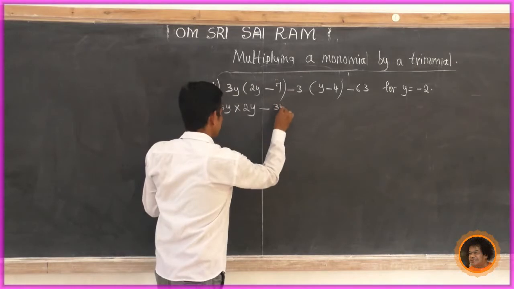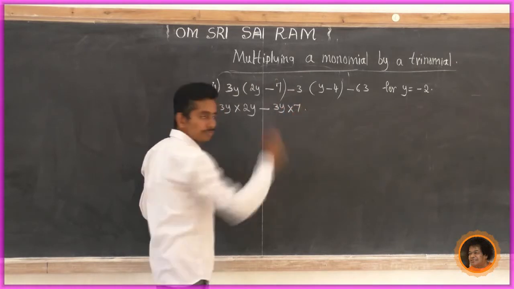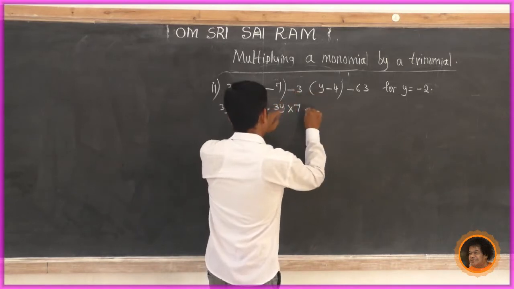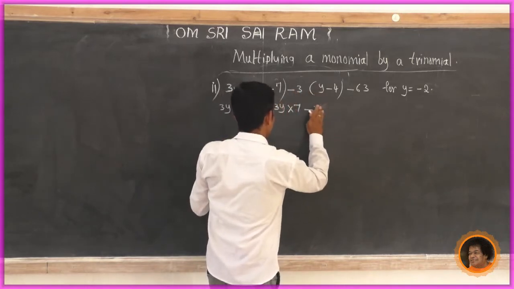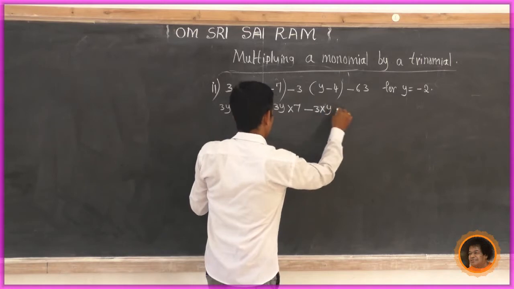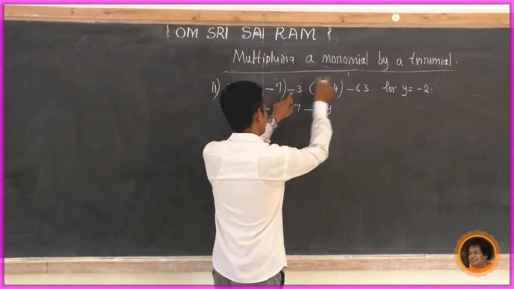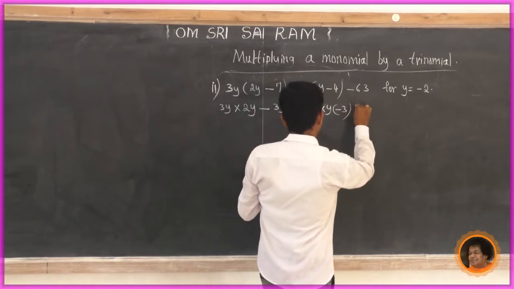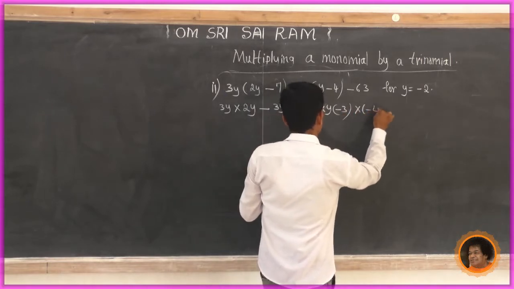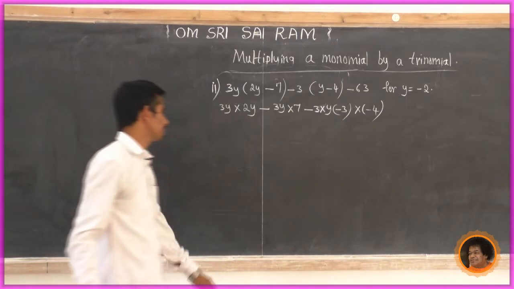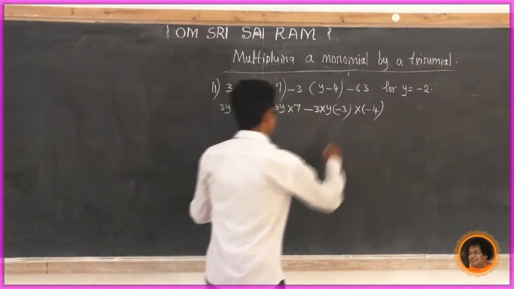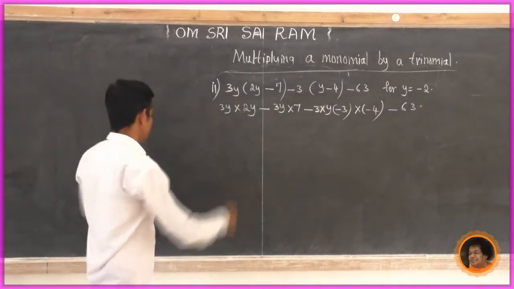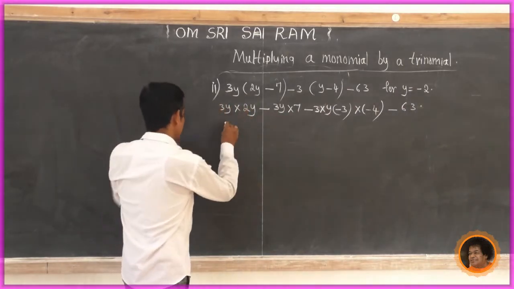Then minus 3 into y, or we can write minus 3y. After that minus 3 into minus 4. So minus 3 into minus 4. Then minus 63. Then 3 into 2 is 6.